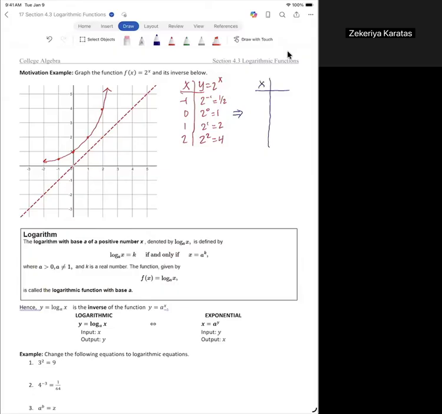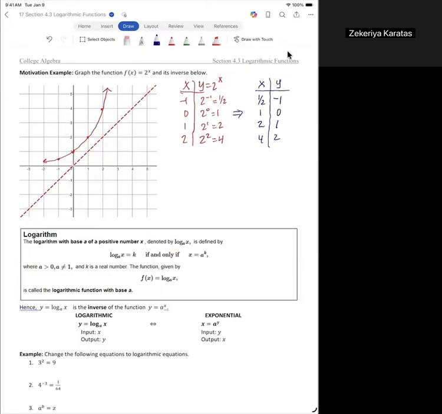So I have x and y again, but this time I'm going to swap the values. At 1 over 2, the y value will be negative 1. That's what I got from the first row. At 1, its y value will be 0. At 2, it's going to be 1. And at 4, it's going to be 2. So we just interchange the variables to get the graph of the inverse function.